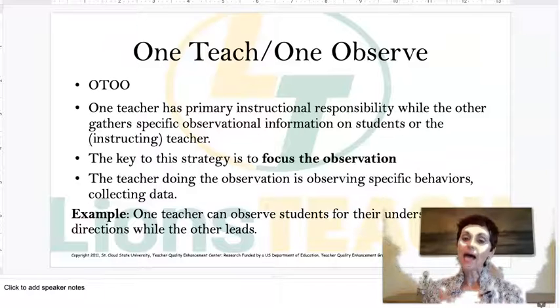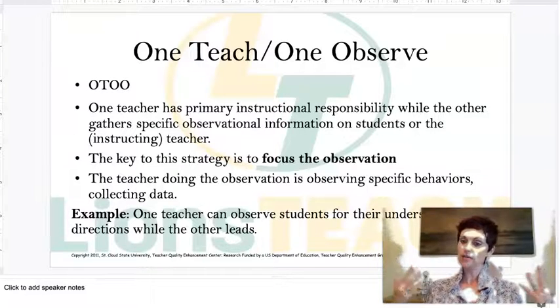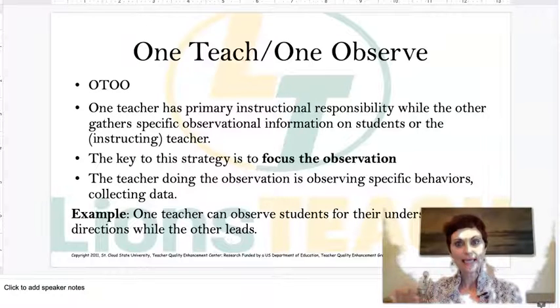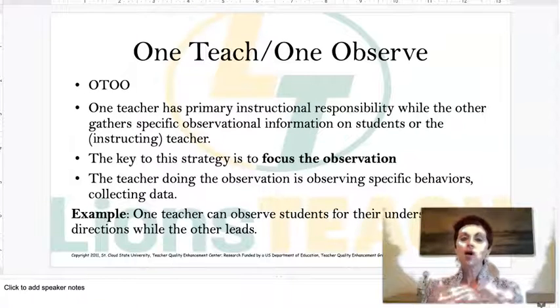And it has to be an active role, okay? Observation doesn't just mean sort of standing in the back looking around. You may be collecting data. You may be doing a behavior tally or an on-task analysis. There's all kinds of things, but the observation has to be a focused activity.